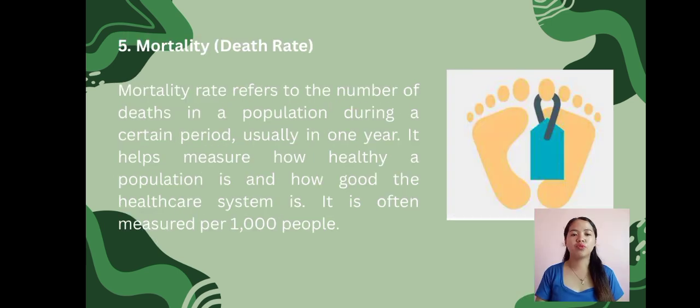Fifth is mortality or death rate. Mortality rate refers to the number of deaths in a population during a certain period, usually in 1 year. It helps measure how healthy a population is and how good the healthcare system is. It is often measured per 1,000 people.